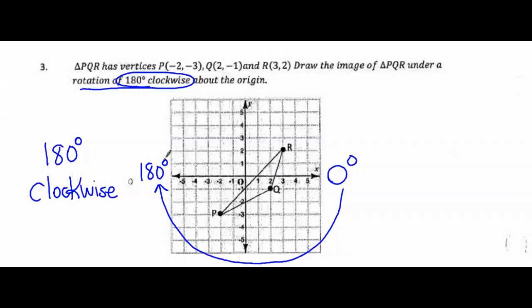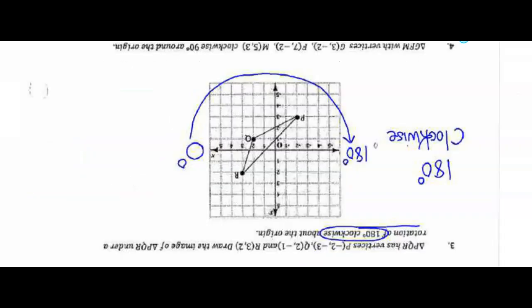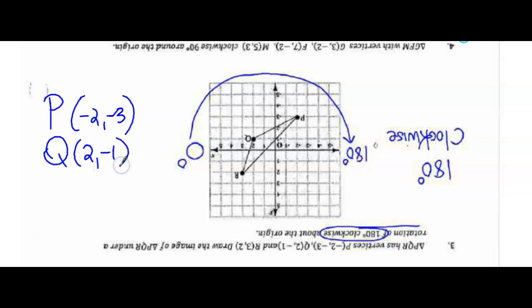So I have to pause and redo it. So give me a second here. So when you turn your paper, that 180 should be the right. So the points that we're going to graph, we need to put P at negative 2, negative 3. We need to put Q at 2, negative 1. And we need to put R at 3, 2.